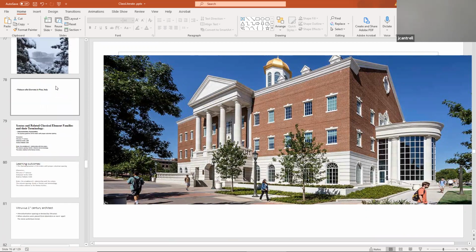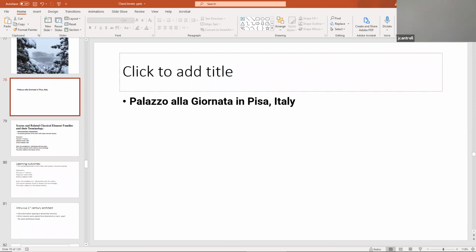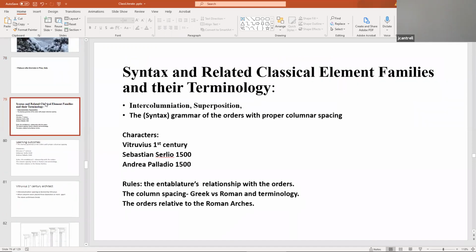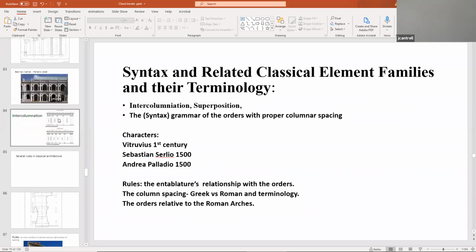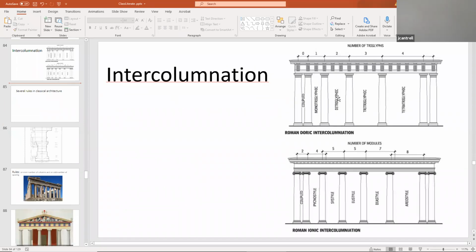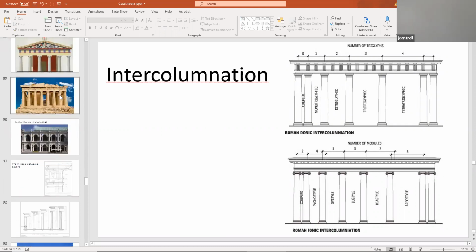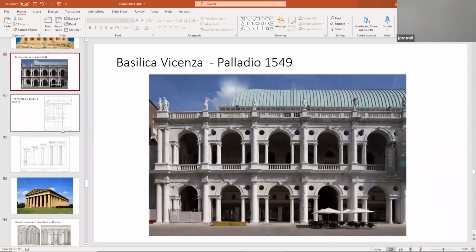Okay, so I'll just quickly review. This is stuff we talked about early in the class. We talked about syntax, terminology. Again, I'll have this saved as a PDF file. We've talked about this before. We've discussed the proper spacing between the columns by the number in the Doric order, the number of triglyphs that span between each one of the columns. I think I've shown you some of these facades before.